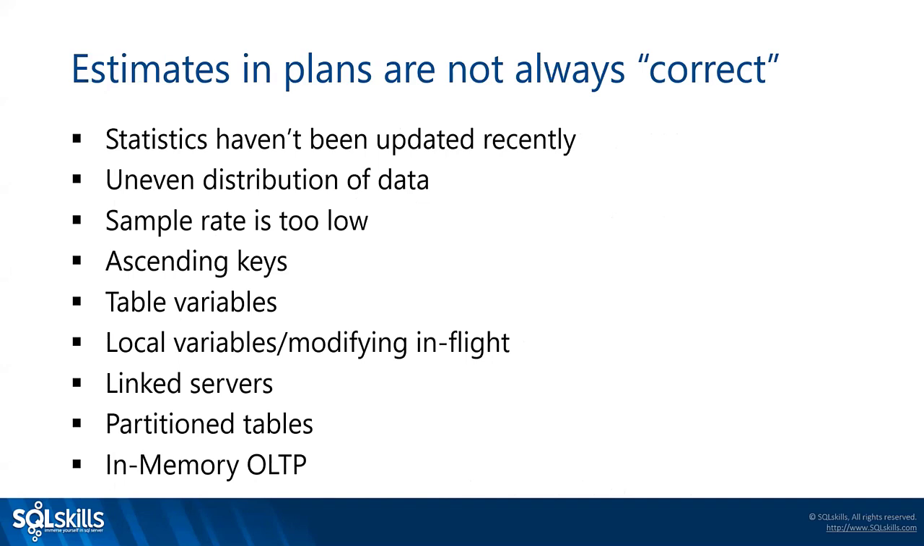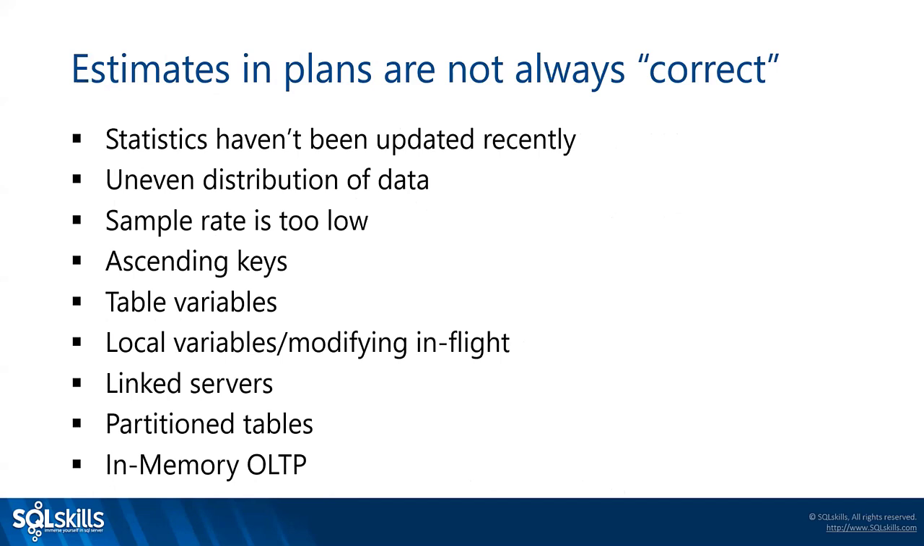So when your estimates in plans are off, you can have some issues as we've seen today, right? And some typical reasons, I don't have time to cover them all, unfortunately. A common one is stats haven't been updated. Or perhaps the sample rate is too low with the default. Or even if it is a full scan, there's a really uneven distribution of data and that doesn't get captured in 200 steps.